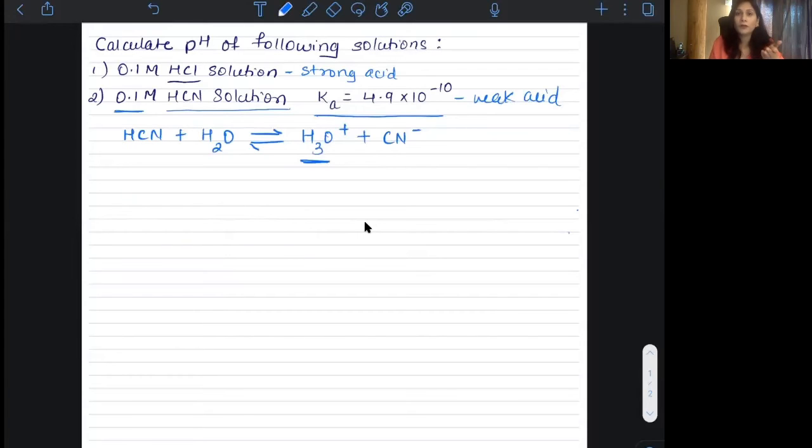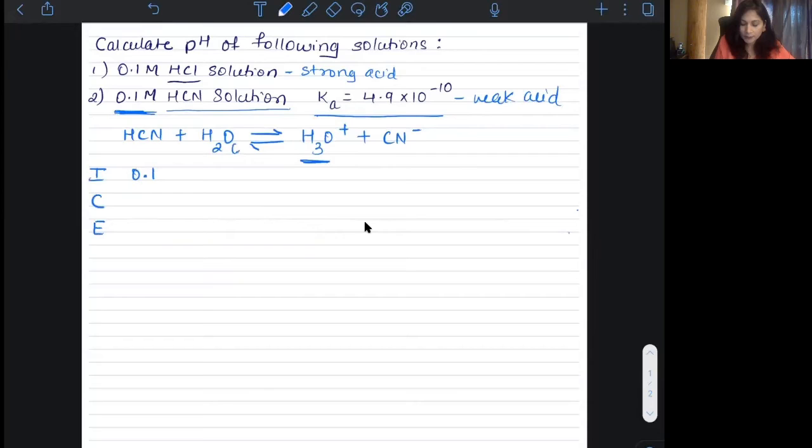And of course, to find the hydronium ion concentration at equilibrium, I'm going to be using the ICE table, which stands for the initial concentration, the change in the concentration while it is going towards equilibrium, and the concentration at equilibrium. So let's look into the initial concentration of HCN. I know the initial concentration is 0.1 molar, so I'm going to put 0.1 here.